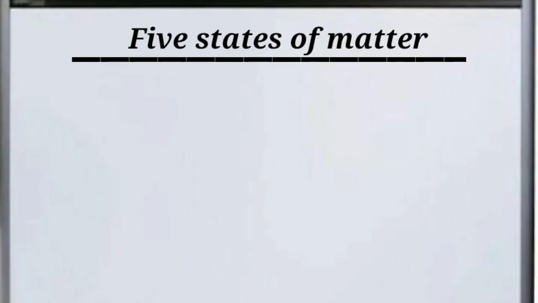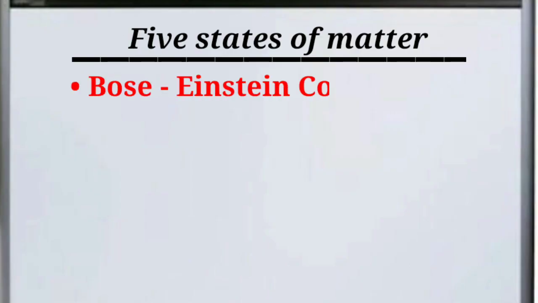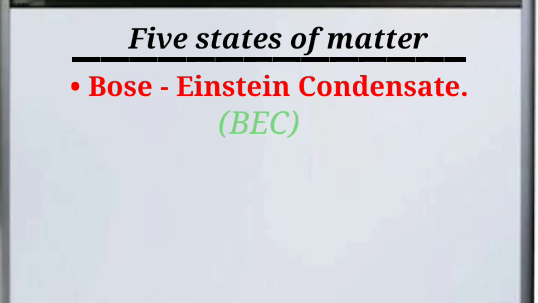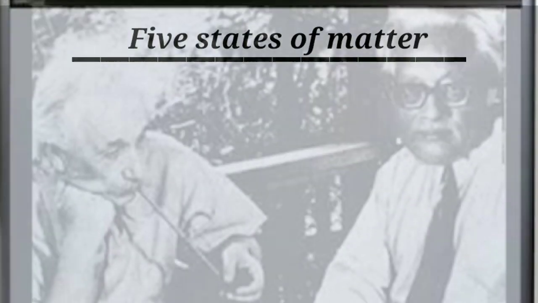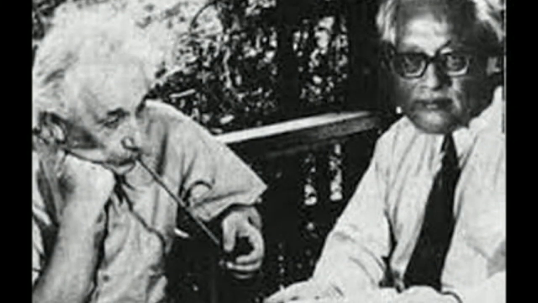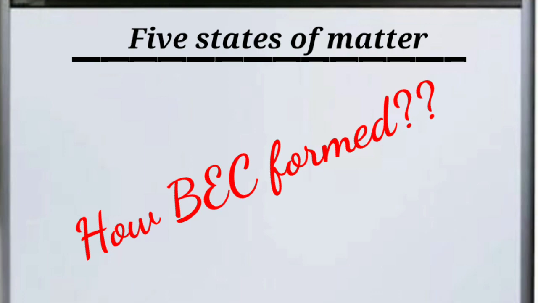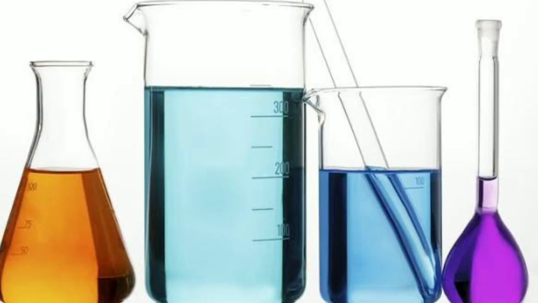Finally, the 5th state of matter is Bose-Einstein condensate, simply called BEC. It was named after the Indian physicist Satyendra Nath Bose and Albert Einstein. For the discovery of the 5th state of matter, some scientists received the Nobel Prize in Physics. This is formed by cooling a gas of extremely low density, about 1 by thousand of the density of normal air.